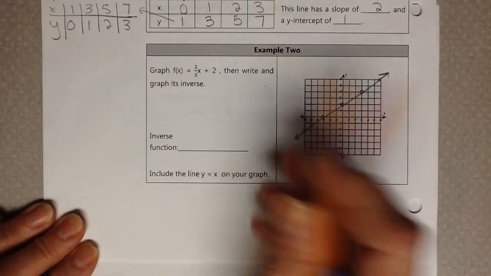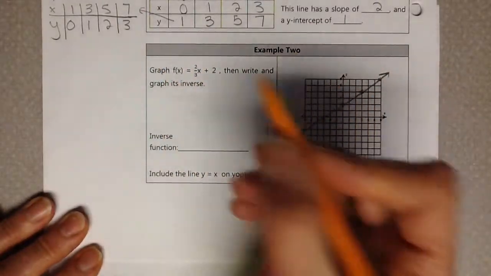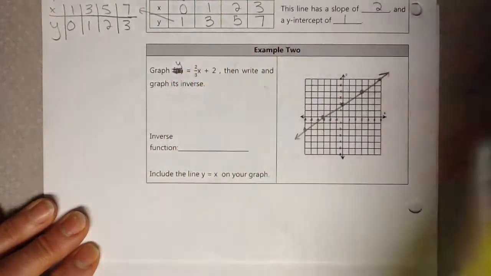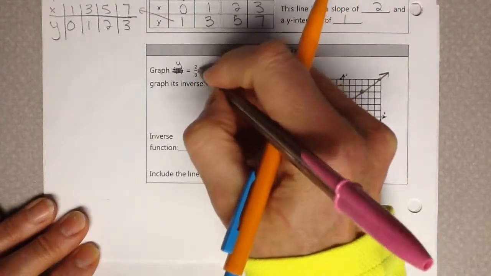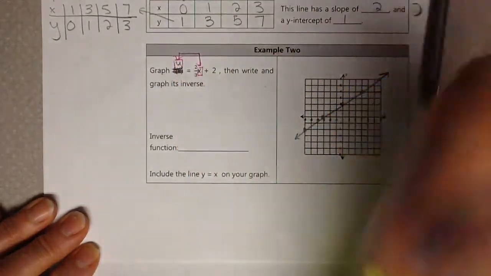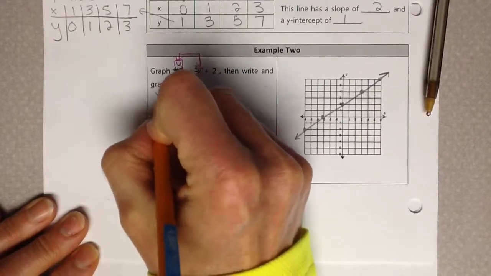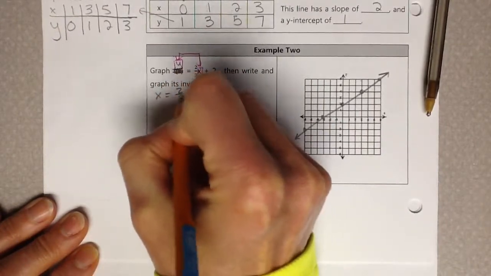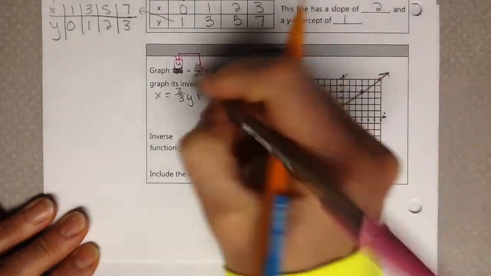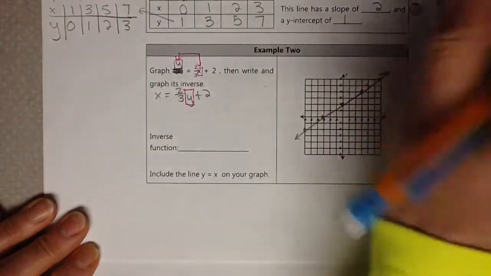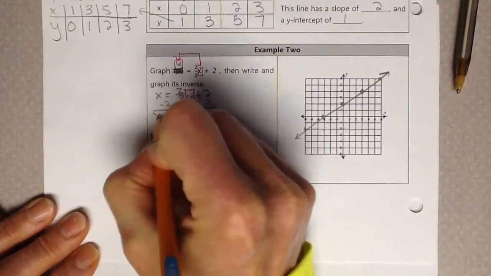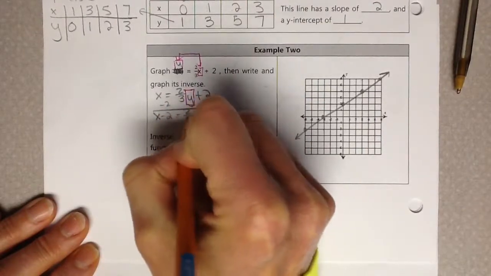And now we're going to graph the inverse. So without using the table, we're going to follow our steps, which says we're going to change the f of x to y, and then we're going to switch the x and y. So this is going to be x equals 2 over 3y plus 2. All right, so now we're going to solve for y. So that means we're going to subtract 2 from both sides. So now we have x minus 2 equals 2 over 3y.